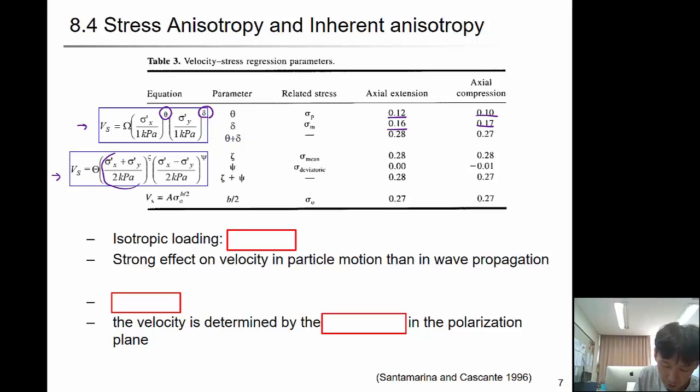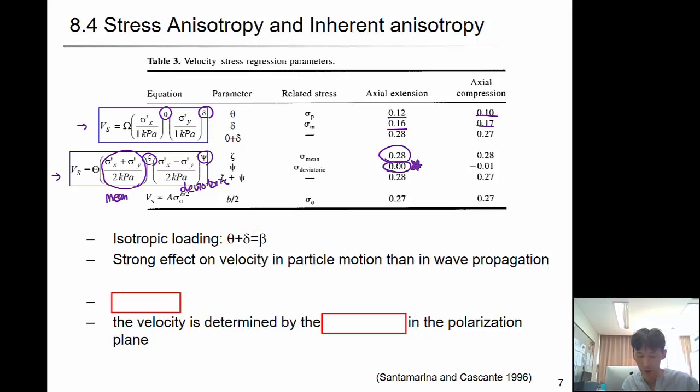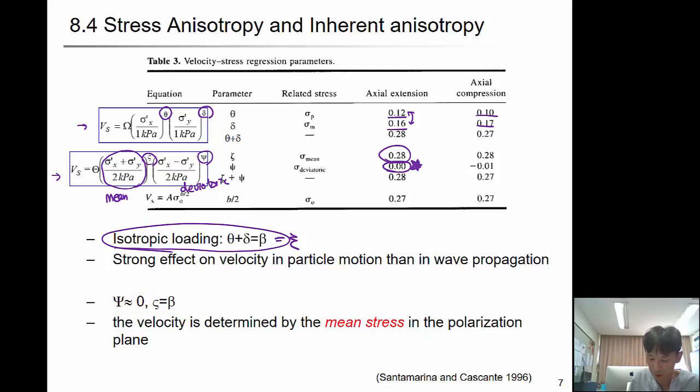But when you split into mean effective stress and deviator stress, right? Deviator stress, then you get this eta and psi, right? And eta is about 0.28 and the psi is 0, right? Very, very interesting. So for the isotropy loading, when you sum this one, 0.12 plus 0.16, it becomes 0.28. So it becomes the same with this mean effective stress power exponent. Same with eta. And strong effect, isotropy loading has a strong effect on the velocity in particle motion than in the wave propagation. And velocity is determined by the mean stress in the polarization plane, not the deviator stress.